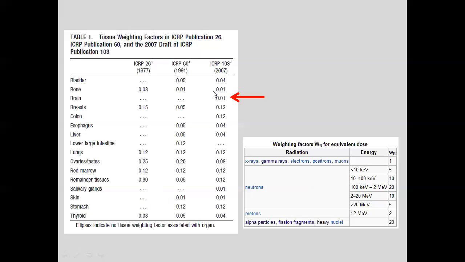So brain has its own, but you can see the different tissue weighting factors, you know, breast, colon, red bone marrow, and stomach are the most radiosensitive, okay?